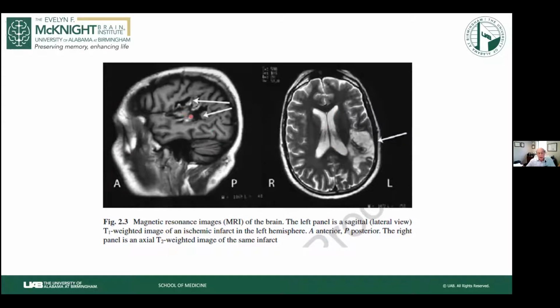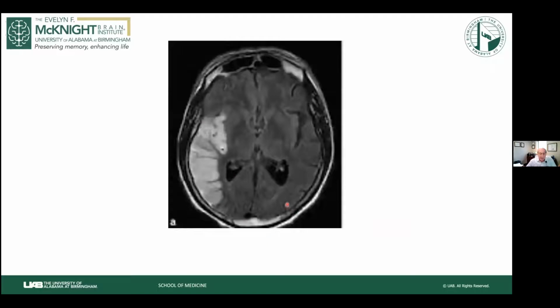This is an example of a T1 image of a stroke, and you see kind of a hole here. You really don't appreciate the pathology quite as well as you do on a T2. So T2 is better for pathology. T1 is better for anatomy. This is a sagittal section, and this is an axial image right over here.